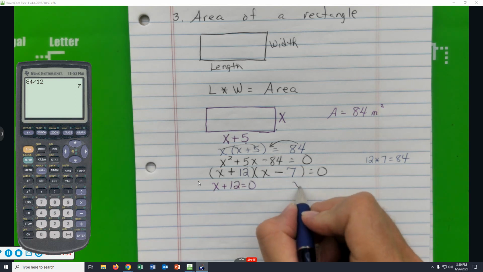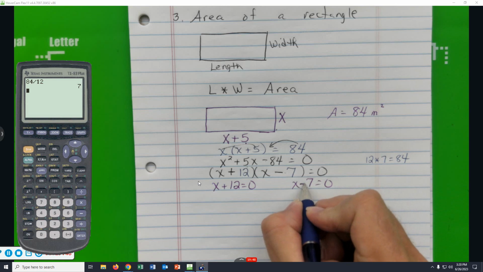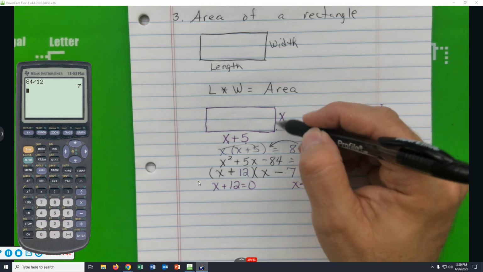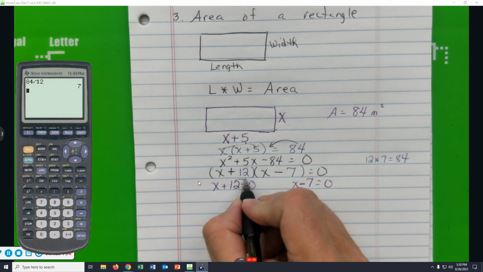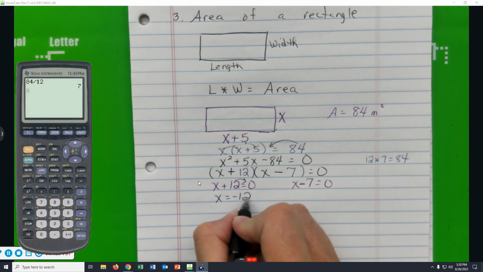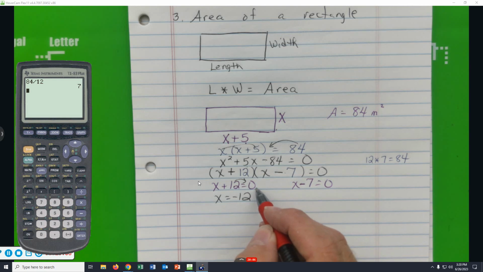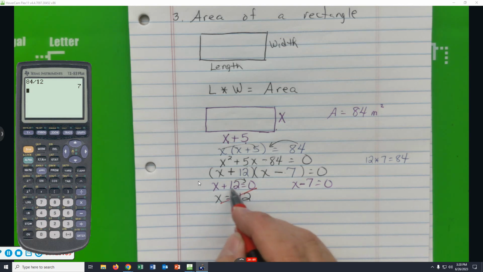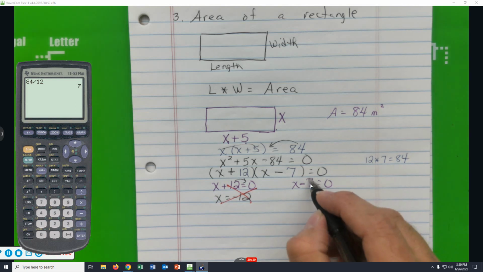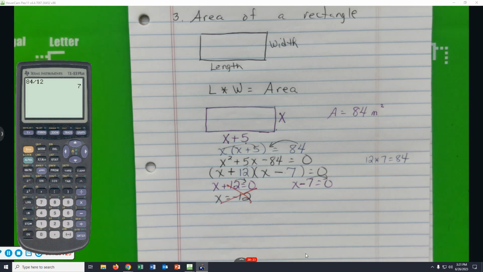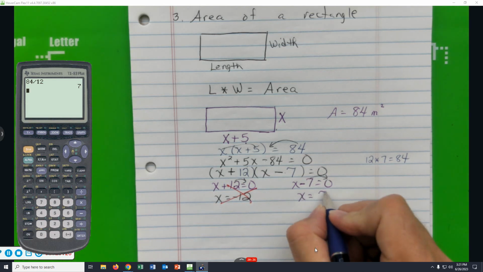When dealing with applications, there's a lot of times you can't have negative answers. Would it make sense for the width of this rectangle to be negative 12? Can you measure the width of a rectangle and it be negative 12? It can't be negative anything. The width has to be a positive number. So cross that out. If the width were 0, it wouldn't be a rectangle. It'd just be a little line segment. Now move this over, and we get x equals 7.